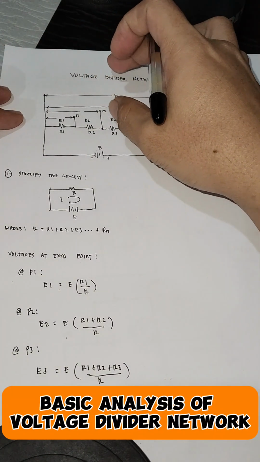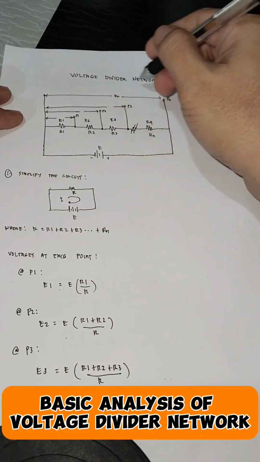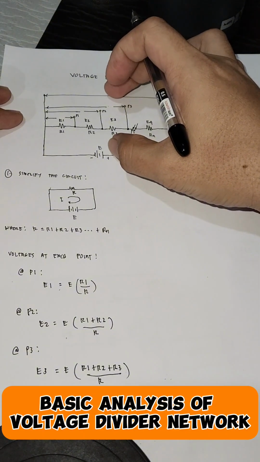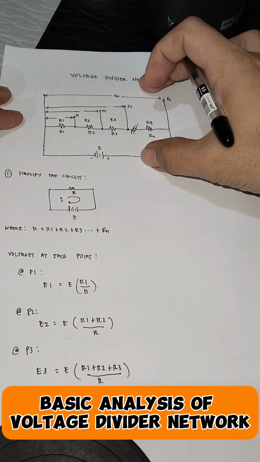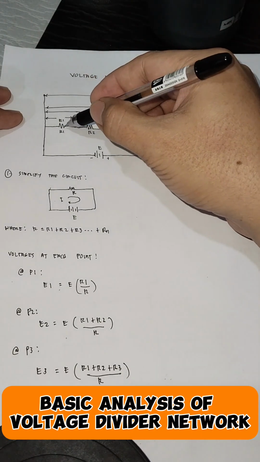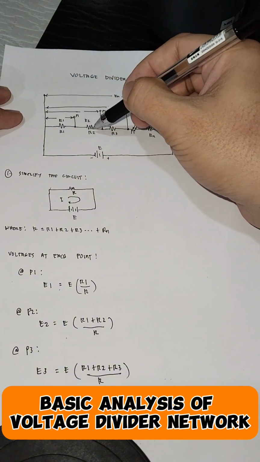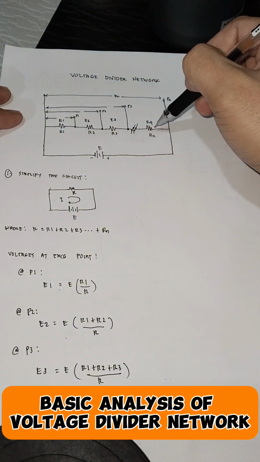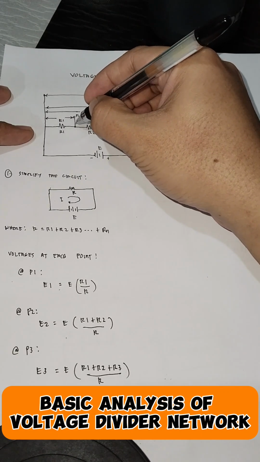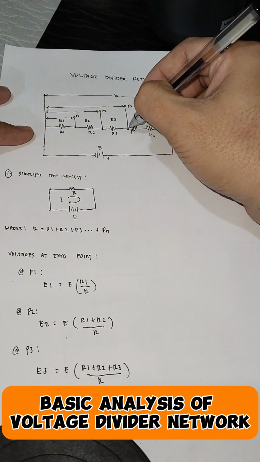So, a simple analysis of the voltage divider network. I have here, let's say this is the system, and your system consists of many loads. So this is R1, R2, R3, and Rn, and you are going to measure what is the voltage at this point, at this point.